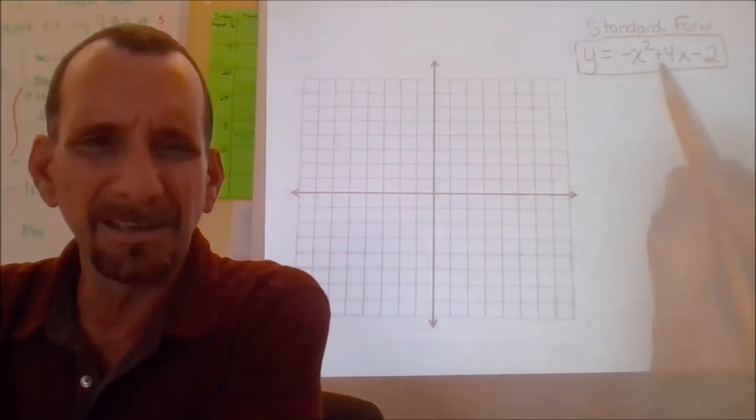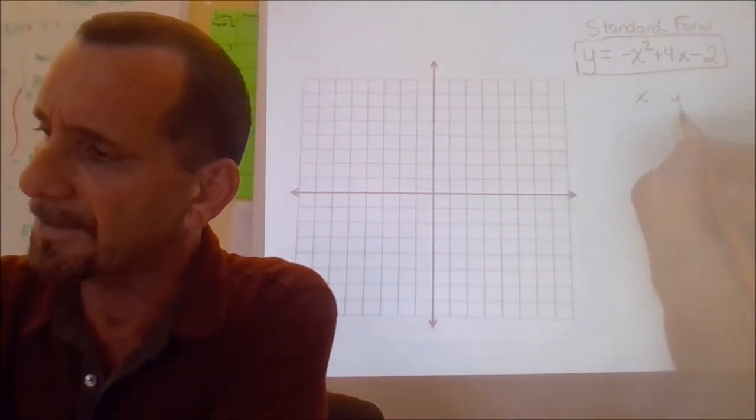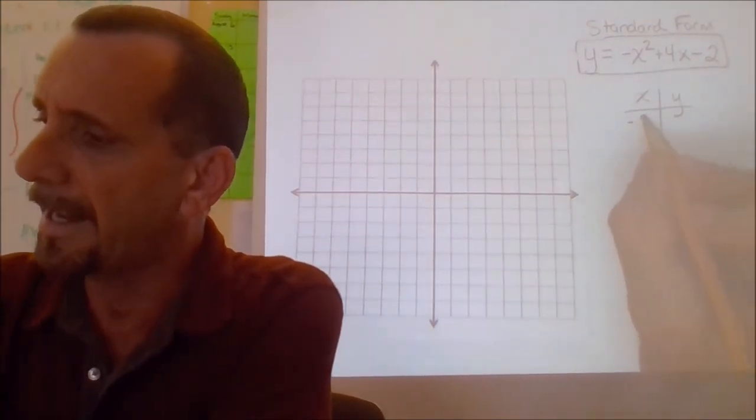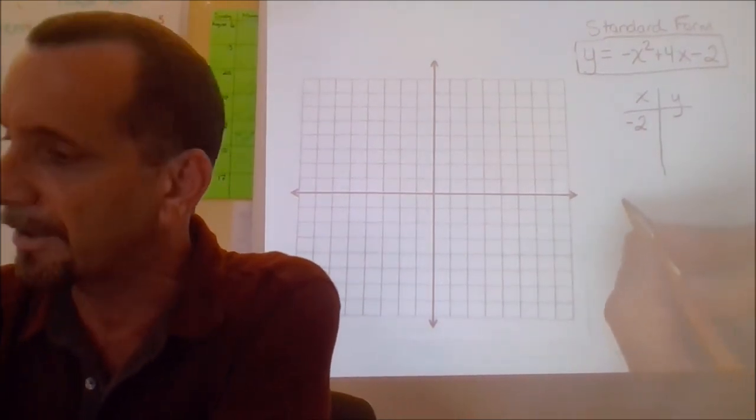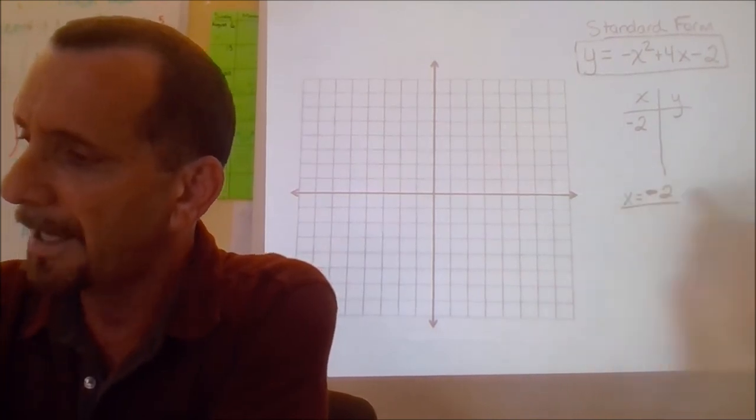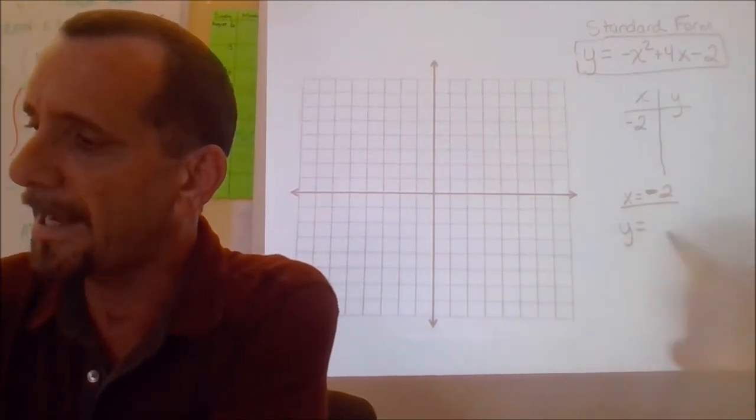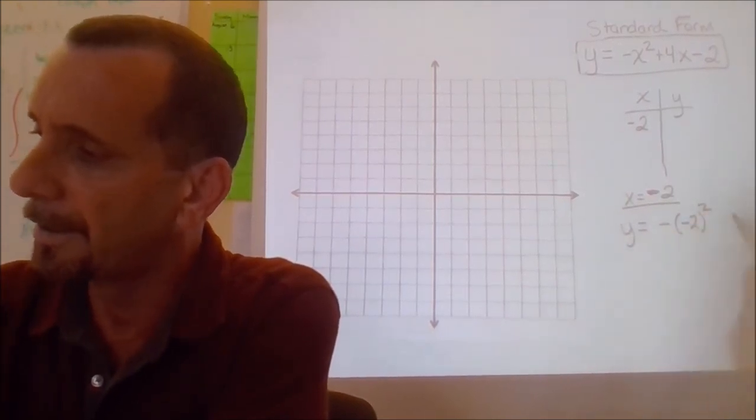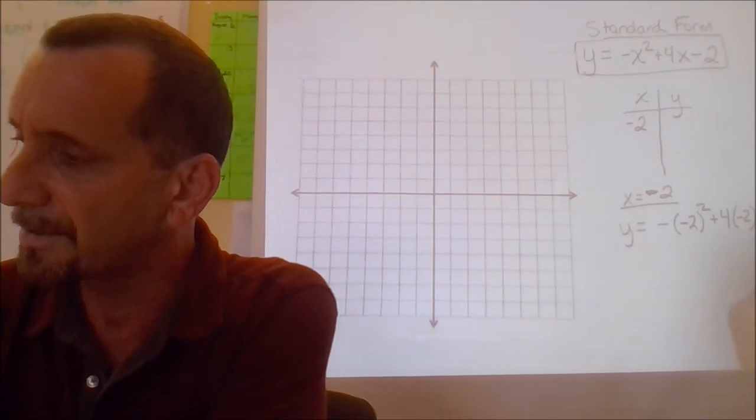So we know that this gets a little bit tricky, and I'm just going to plug in some values of x and y. I'm just going to look at when x equals negative 2. So I'm going to write this down. This is what we do in calculus when we say x equals negative 2, and I'm just going to see what happens at that point. y equals a negative 2 squared plus 4 times a negative 2 minus 2.